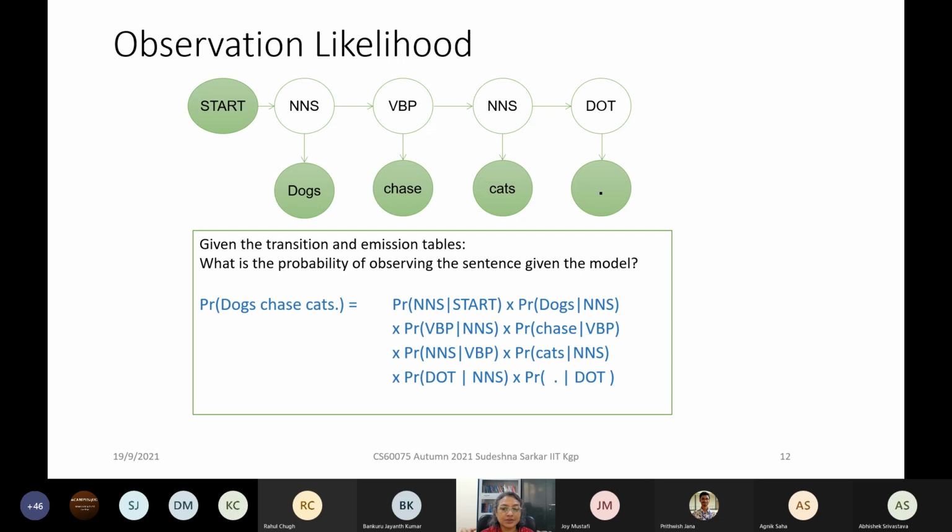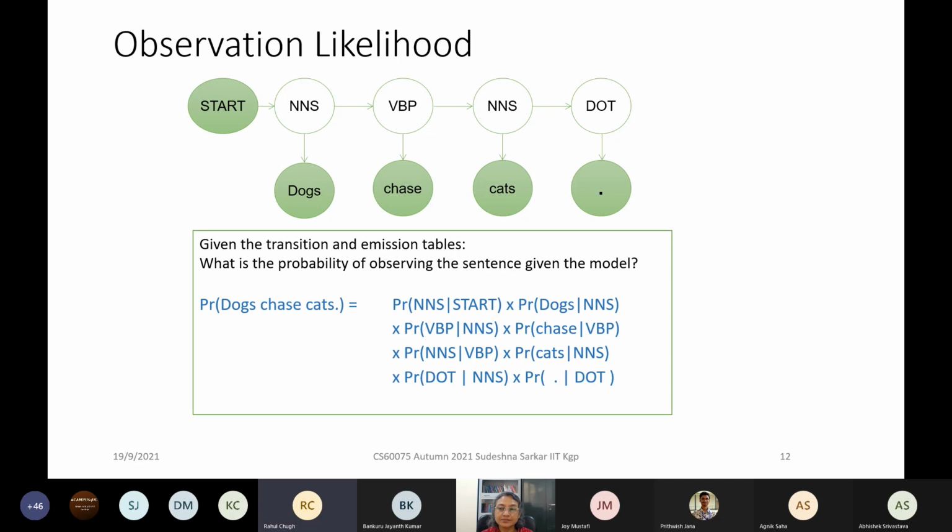Suppose, yeah, you are right. If we knew that dogs belongs to noun, chase belongs to verb, cats is noun, and the dot is end of sentence, then this is what we can work out. This is given the tagging for this sentence. Yes, you are right. The decoding problem is where you are given a particular sequence and you want to find out the most likely tag sequence. So in this case, we are finding out the observation likelihood given that we know the tag sequence and the word sequence.